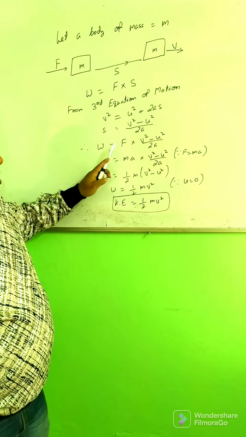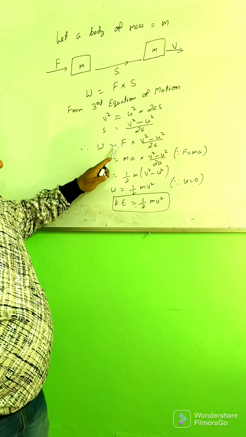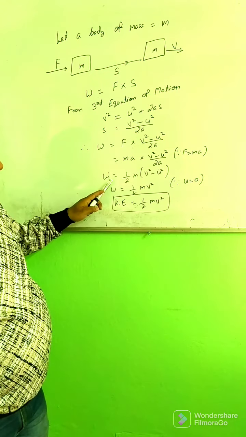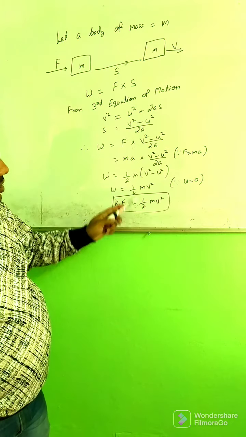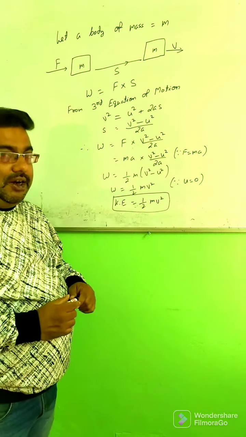So W equals F into, in the place of s, v square minus u square by 2a. And we know that force equals mass into acceleration. So in the place of F, we write m into a, and a got cancelled. As a result, W equals this. And since the initial velocity is 0, W equals half m v square. That is a very important question, derivation of kinetic energy.